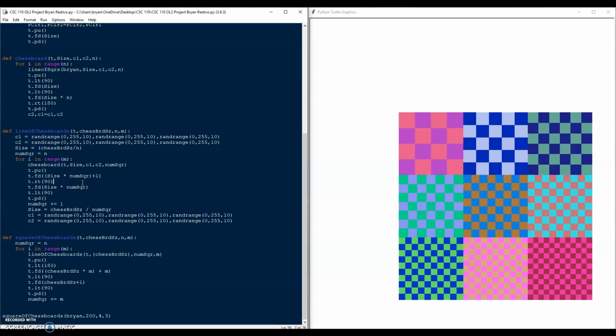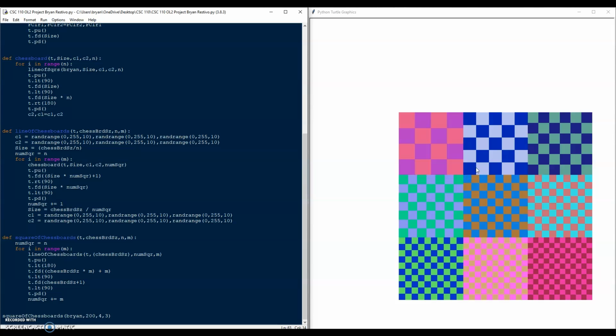And then it moves right 90 degrees, and then moves forward the size of a chessboard again, and then turns left 90 degrees, and the pen goes down. So that's actually the direction to go. Sorry, I didn't mean to exaggerate that.